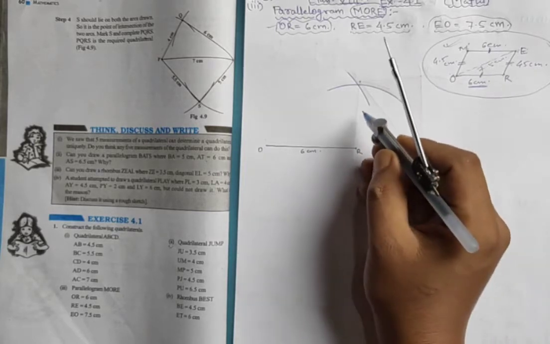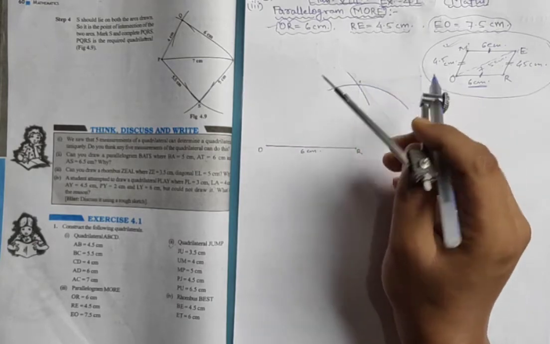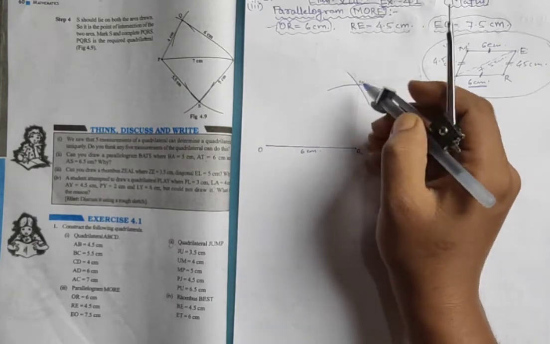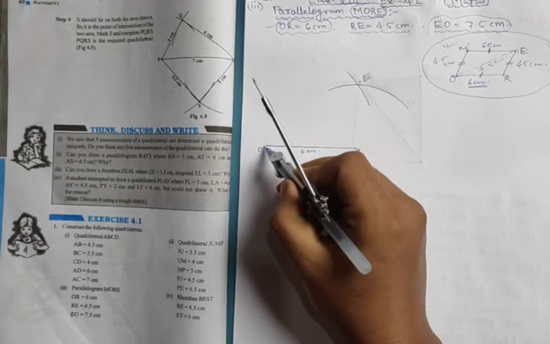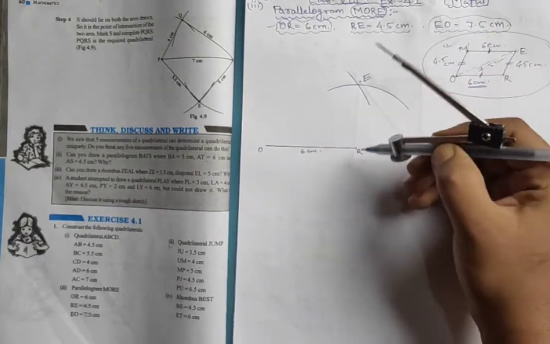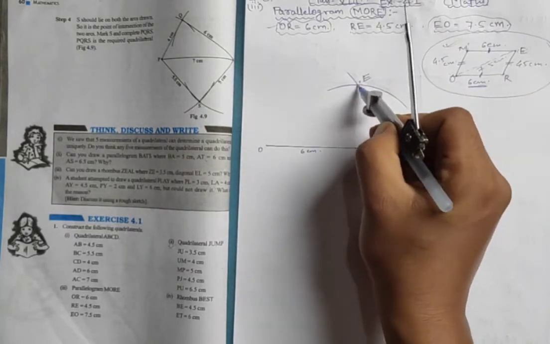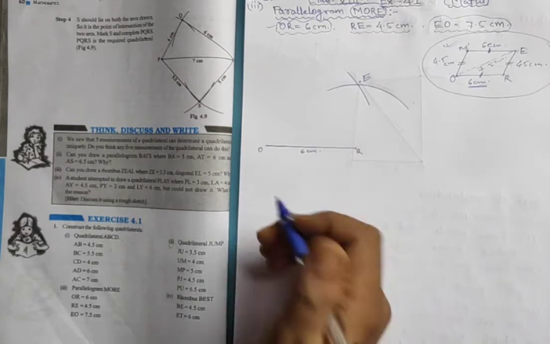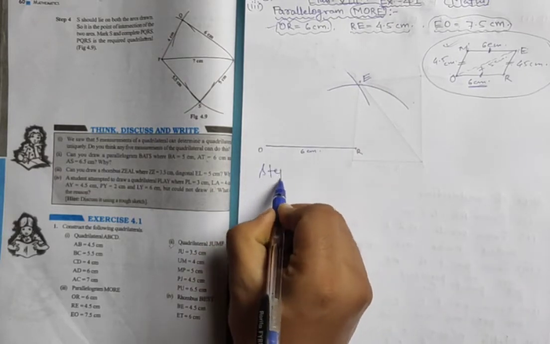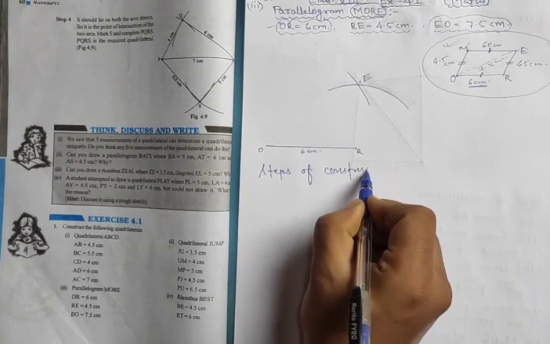So we got a point there. Name this point as E, because OE equal to 7.5 centimeter and RE equal to 4.5 centimeter. We took these two arcs to get this point. So we have to write the steps of construction also. So I am writing the steps of construction.